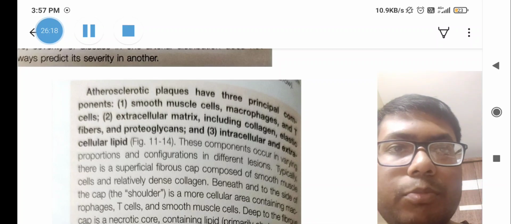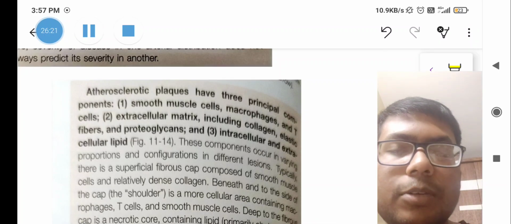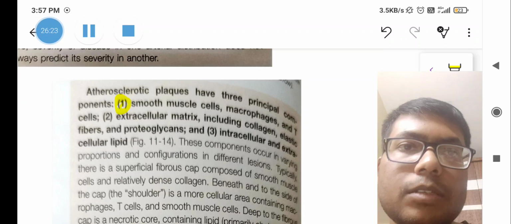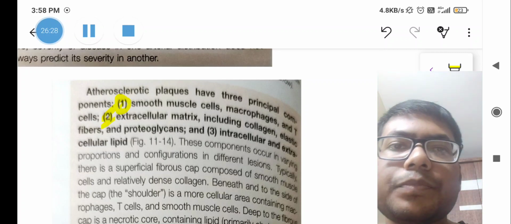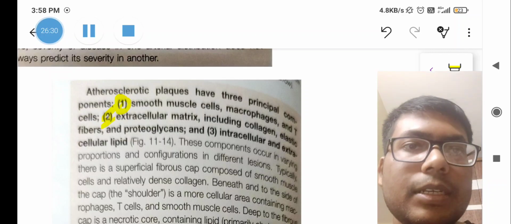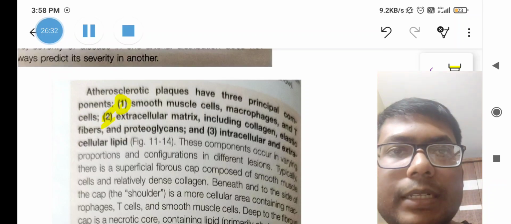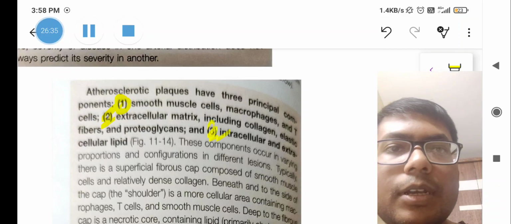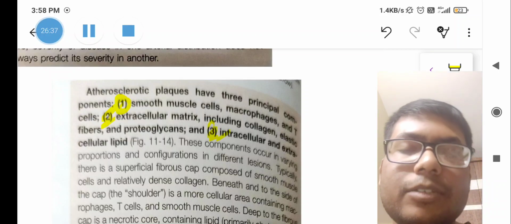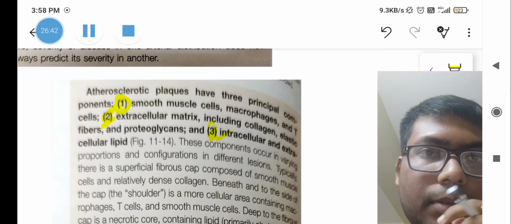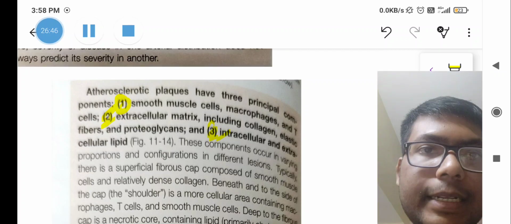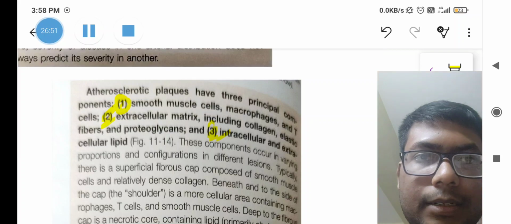And what are the principal components of atherosclerotic plaque? First are the smooth muscle cells, macrophages, and T cells. Then the extracellular matrix, including collagen, elastic fibers, and proteoglycans. Next are both intracellular and extracellular lipid. All of these act as components for the formation of the atherosclerotic plaque.